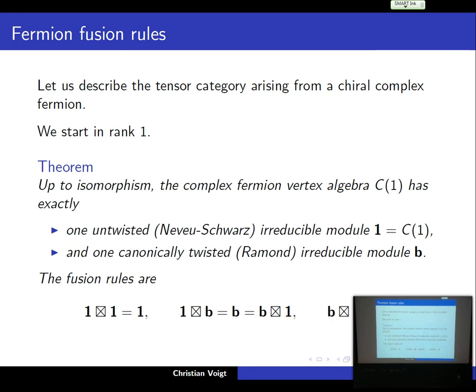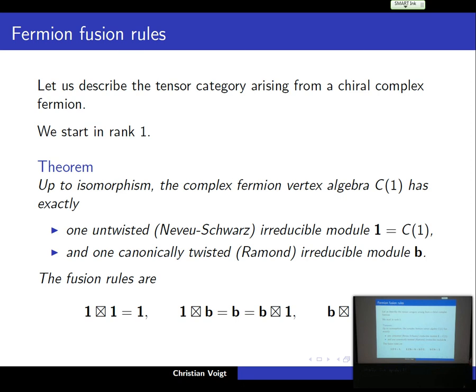And this vertex algebra is very simple. It has just one irreducible module, so it's a rational vertex algebra, which means that there are only finitely many irreducible modules anyway, but there is just one irreducible module and also just one twisted irreducible module. And you get these fusion rules for these modules. So that's as simple as it can get, basically.